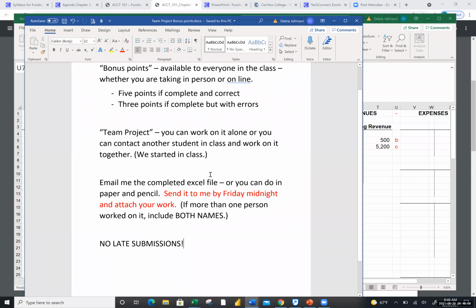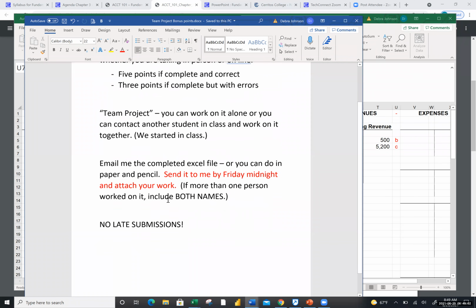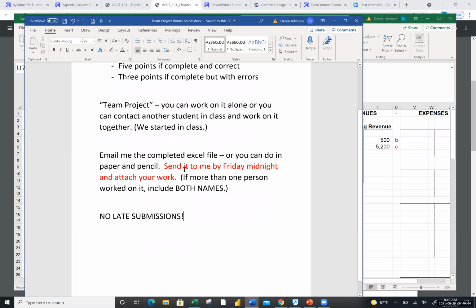Email me the completed Excel file, or you can do it in paper and pencil, doesn't matter. I need it by Friday night. Attach your work. So you have Wednesday, Thursday, and Friday to work on it. And that's because I want to post the solution for everybody by Saturday when a lot of you study.